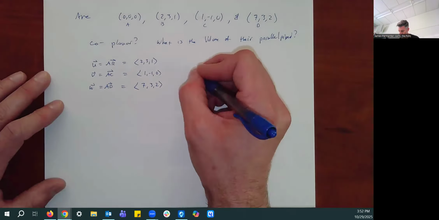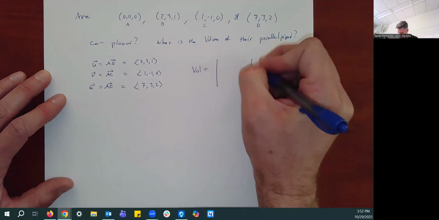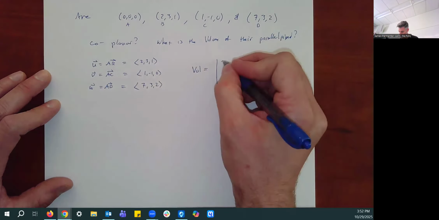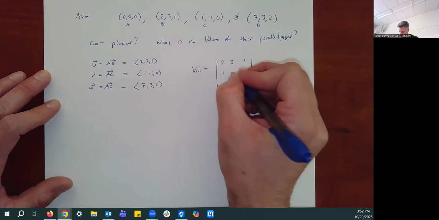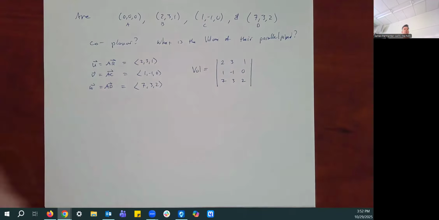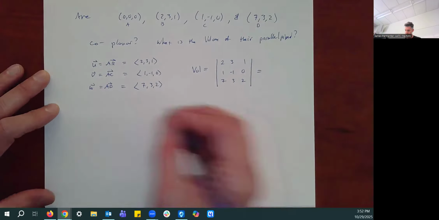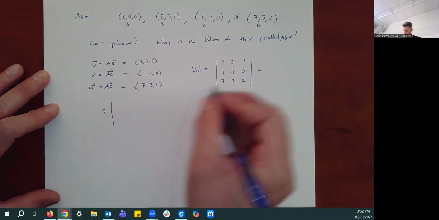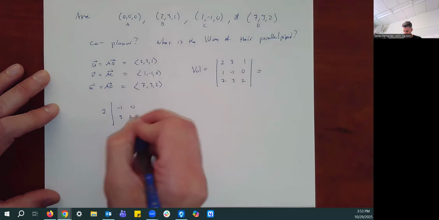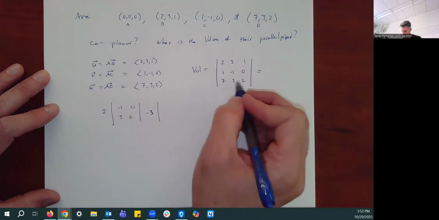So the volume of the parallelepiped is going to be the determinant of, just throw these into my equation, 2, 3, 1, 1, negative 1, 0, 7, 3, 2. And really, it doesn't matter which order you write them in, because you're going to take the absolute value at the end anyways. So let's see here. Picking the first row because it's convenient: 2 times the determinant of negative 1, 0, 3, 2, minus 3 times the determinant of 1, 0, 7, 2.